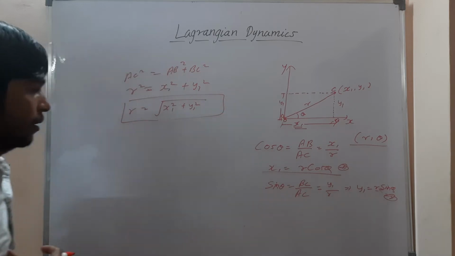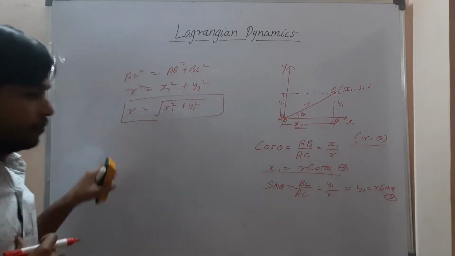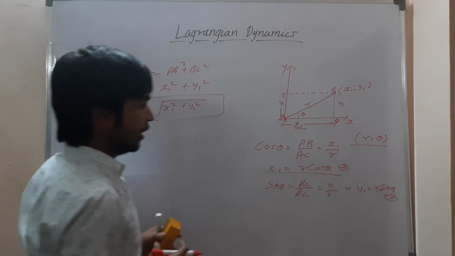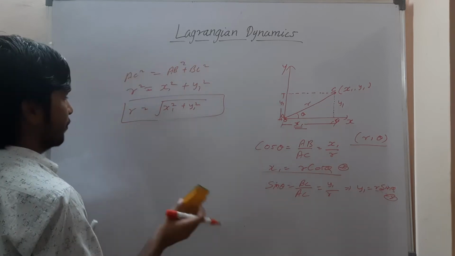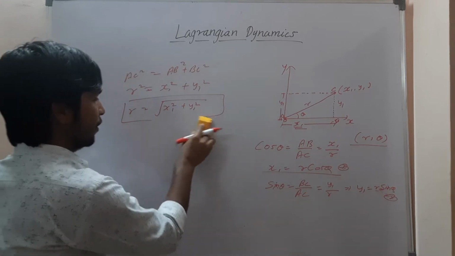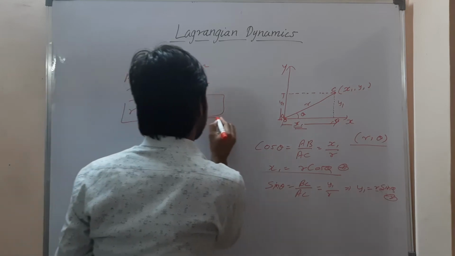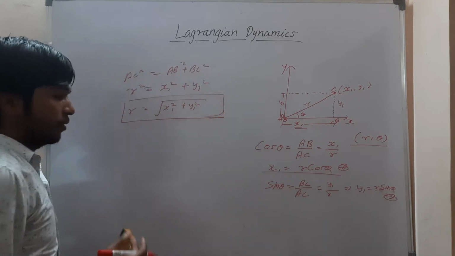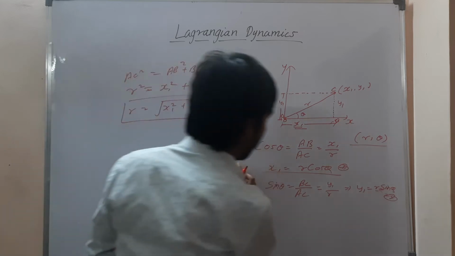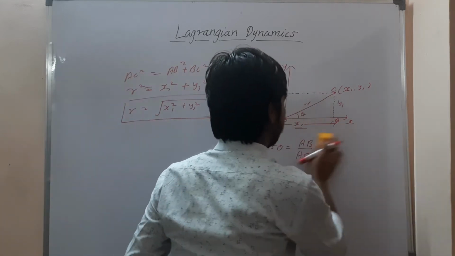So this is for the 2D motion. What if I go for 3D motion? 2D we can do, but in 3D you will be finding some difficulties. So let us see how we can define the position of a particle in 3D motion.